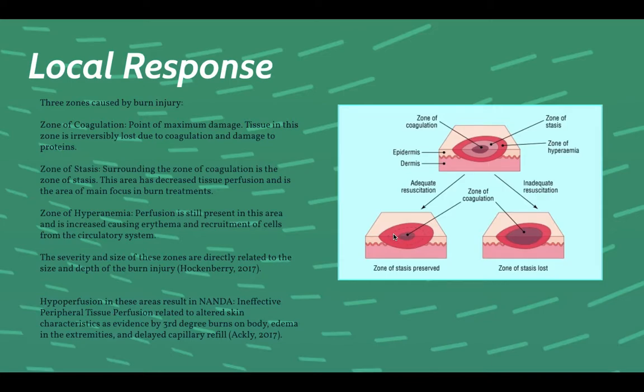The severity and size of these zones are directly related to the size and depth of the burn injury. There is hypoperfusion in these areas, which can result in ineffective peripheral tissue perfusion related to altered skin characteristics, as evidenced by 3rd degree burns on the body, edema in the extremities, and delayed capillary refill.